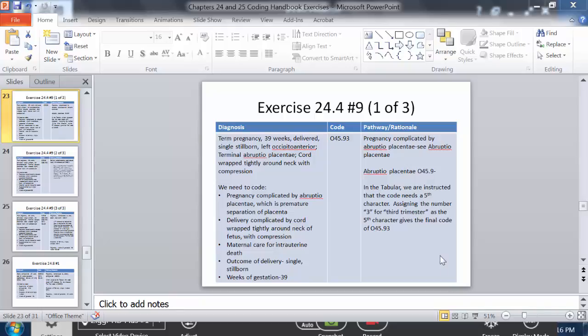Okay, let's look at another one. This is exercise 24.4, number 9. And this is a pregnancy complicated by abruptio placenta. And I looked that up.